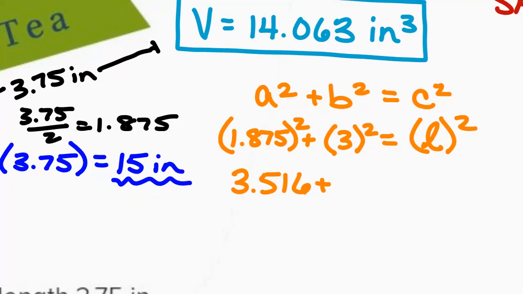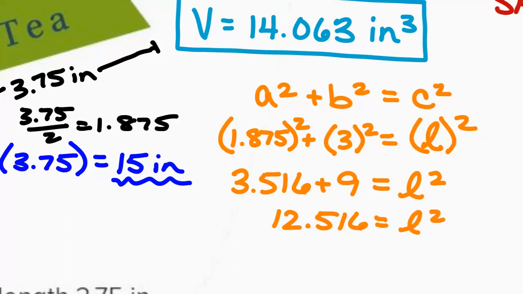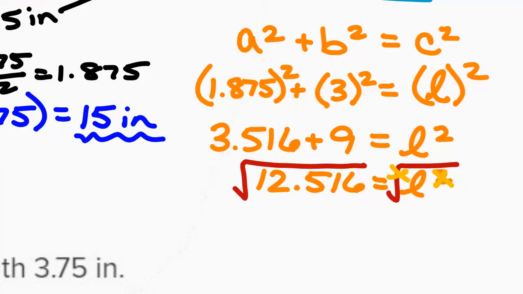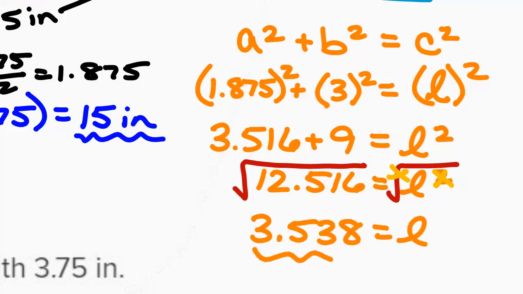Plus 3 squared, that one I can do. What is 3 squared? 9 is equal to my slant height squared. Now I add those two together, I get 12.516 for slant height squared. And then we need to take a square root of both sides so that we can get rid of the squared on our slant height. And what is the square root of 12.516? 3.538 for our slant height.